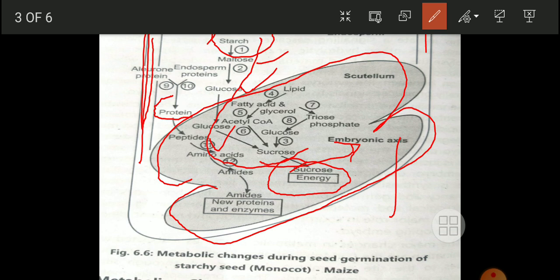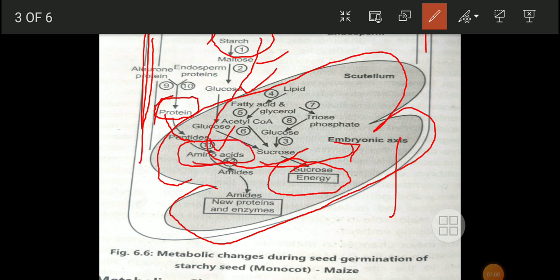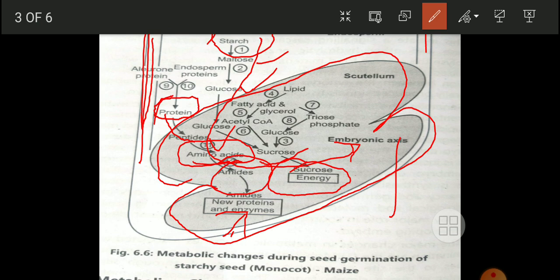Protein stored in the endosperm and aleurone layer of the seed is converted into peptides. Then peptides are converted into amino acids, and those amino acids develop into amides, and then amides are used for synthesizing new proteins and enzymes required at the time of the developing embryo or germination, for the growth of the embryo itself, isn't it? So how are the changes going to take place?